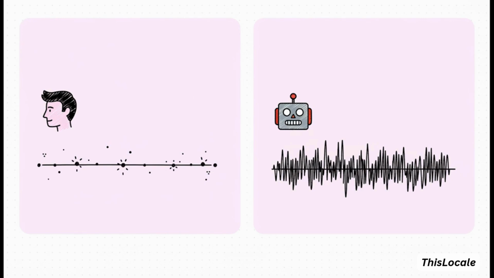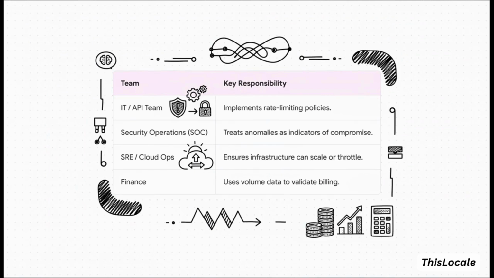An attacker, though, they're going to make thousands, often in a perfectly rhythmic, machine-like pattern. By setting rate limits and spotting these anomalies, you can shut them down before they do real damage. And again, this takes a village. Your IT and API teams are the ones who actually implement the rate-limiting policies.